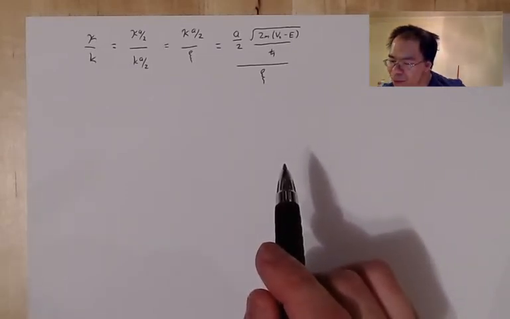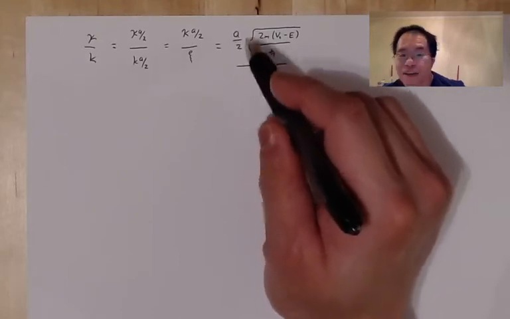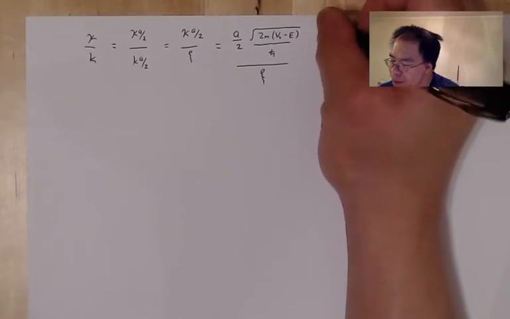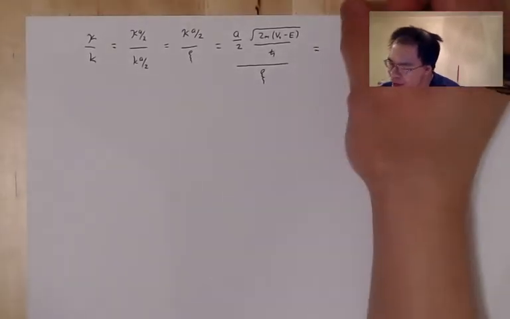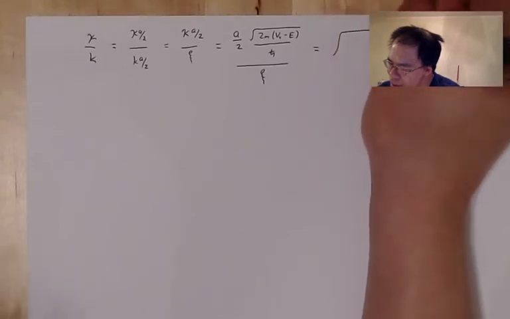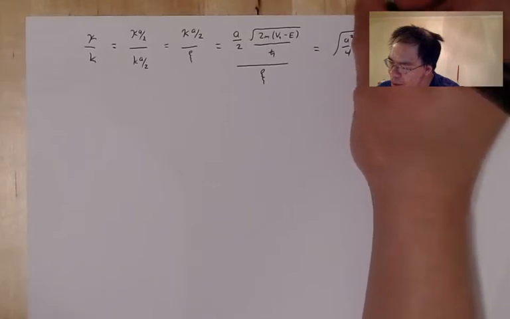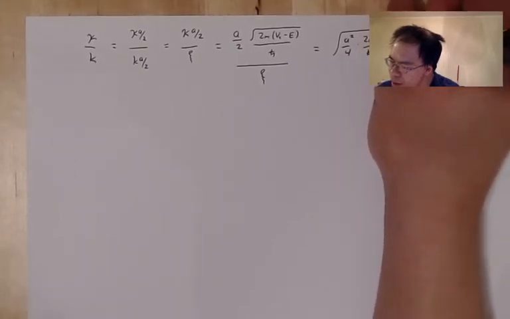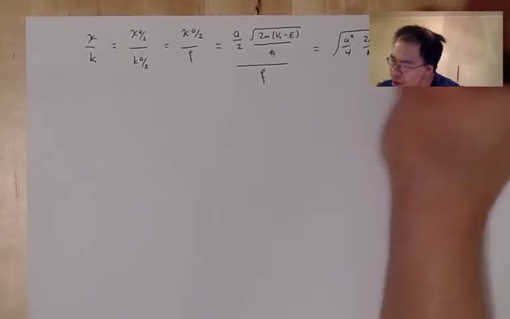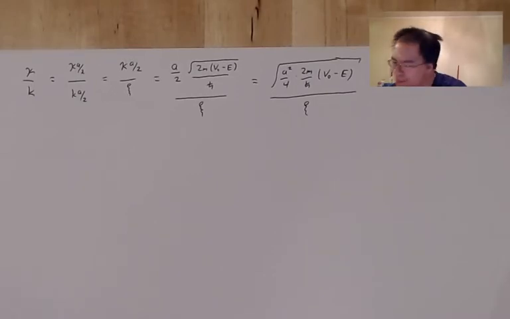Or the other thing we could do, actually the simpler thing right now, would be for me to bring this factor of a over 2 inside my square root. So this means that inside here I'll need to square this, a squared over 4, and then we'll have 2m over h bar times V naught minus E, and this is all over xi. Okay, now that you can see that, let's crank on this.